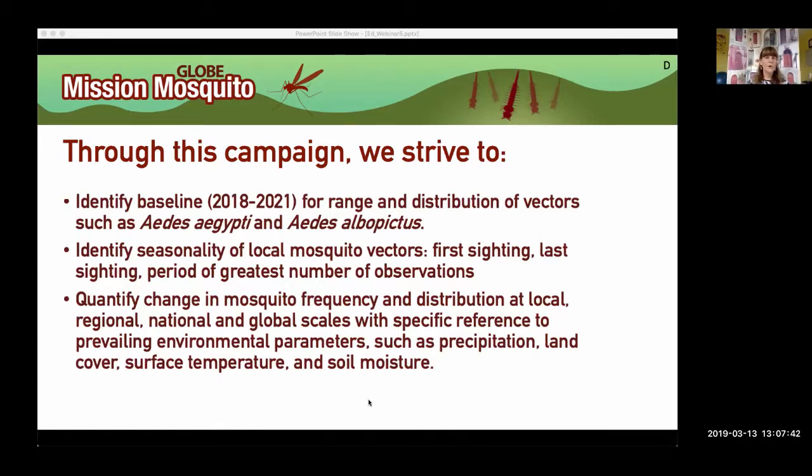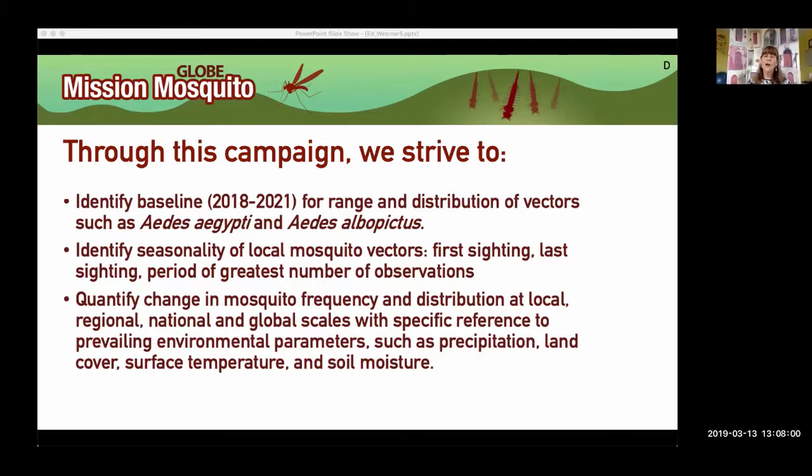Another important focus is to identify the seasonality of local mosquito vectors. And here's where what we're doing today is super important. When is your first sighting? When is your last sighting? When is the period of your greatest number of observations? Helping us get a feel for the spatial and temporal distribution of these mosquitoes.